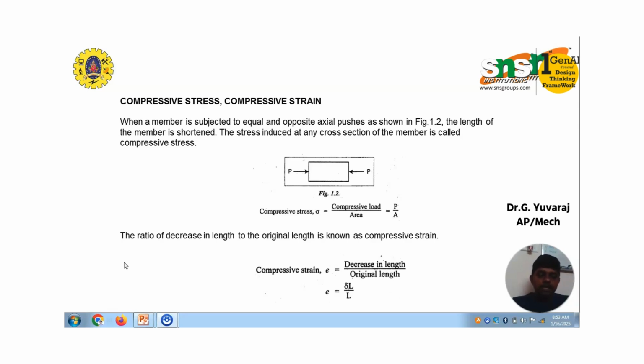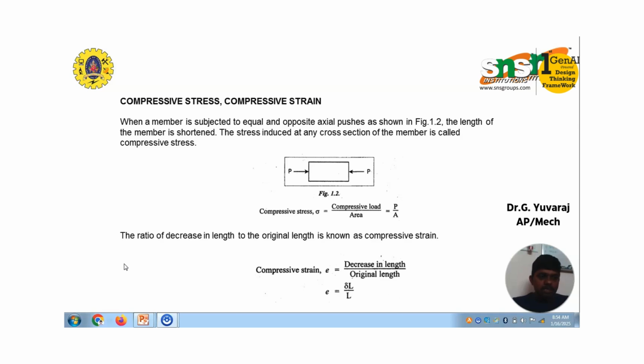Following that, we saw stresses and strains. Stress means that whenever a load acts over an area, the material resists some kind of deformation. That resistance is what we call stress. Strain means that whenever a load acts over the body, there is a change in length, and we take the ratio between the change in length and the original length. So these are the things we discussed in our previous session.